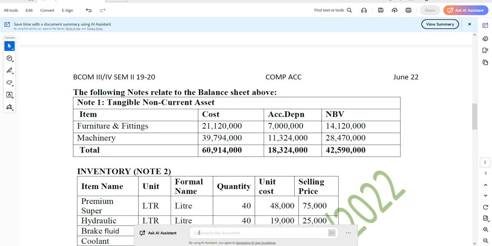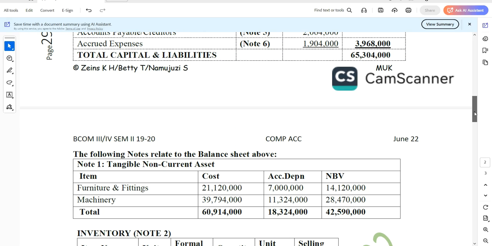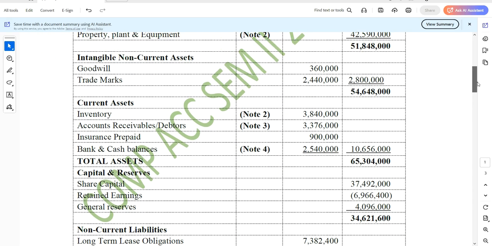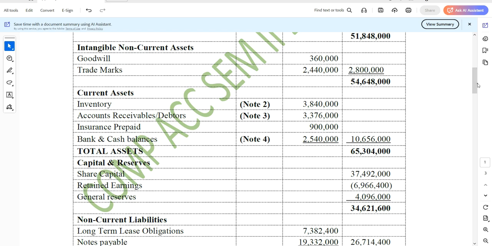So furniture, machinery, those ones we have entered them. So you can go back. That was the PPE. We have entered that. Then next you have intangible non-current assets. You have goodwill and then the trademarks. So create ledger accounts for these.